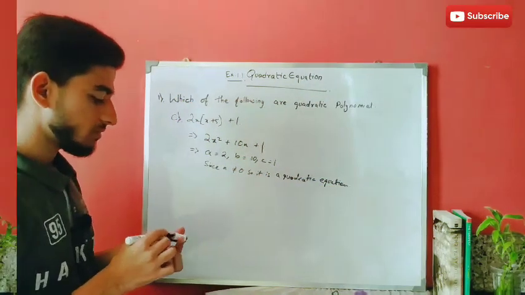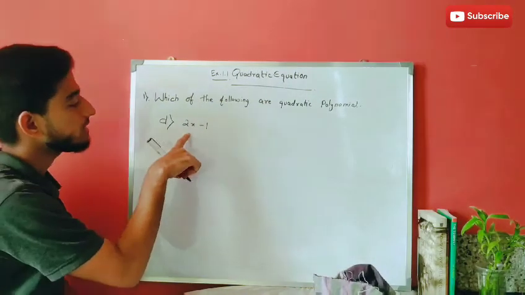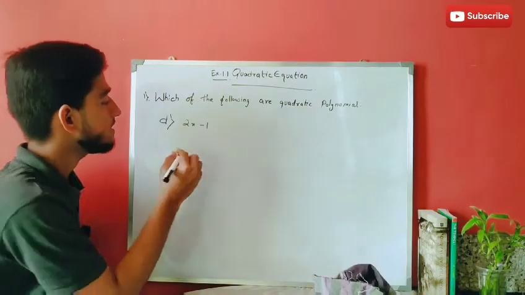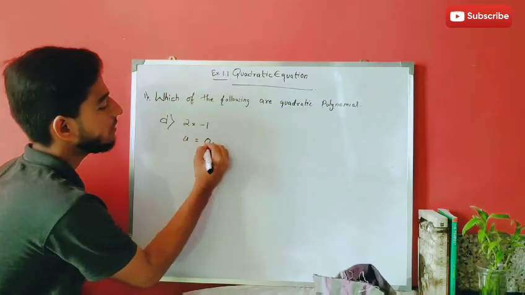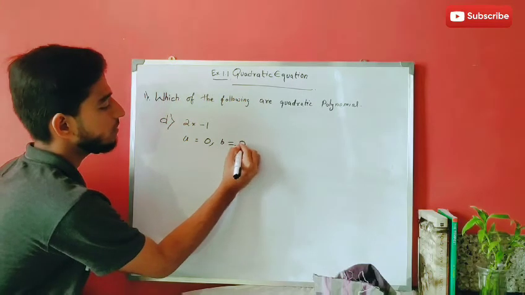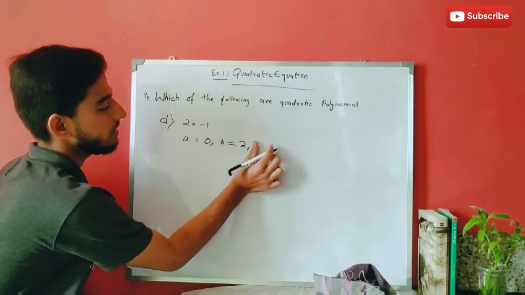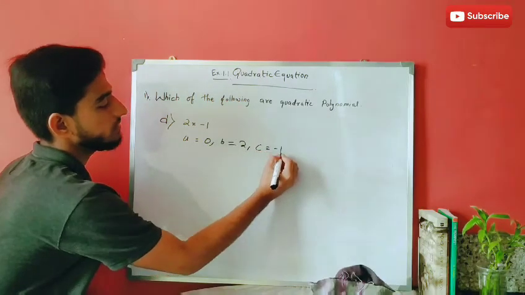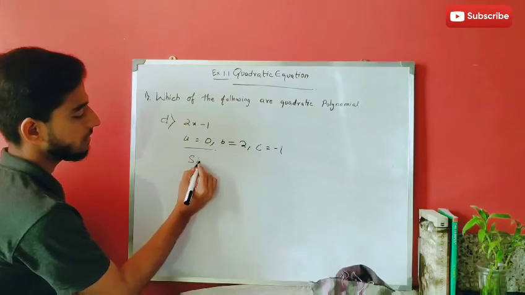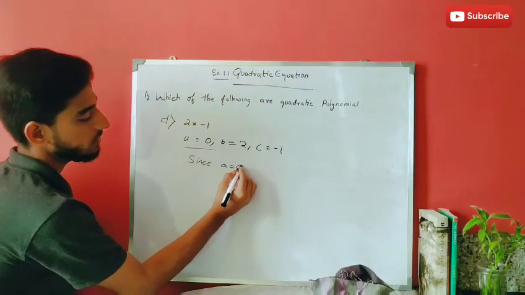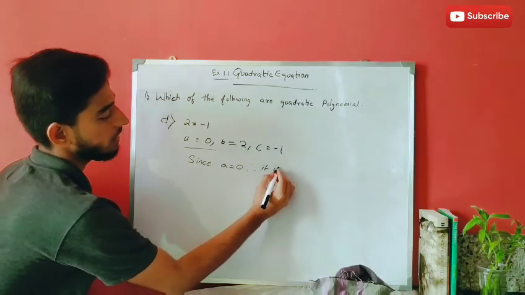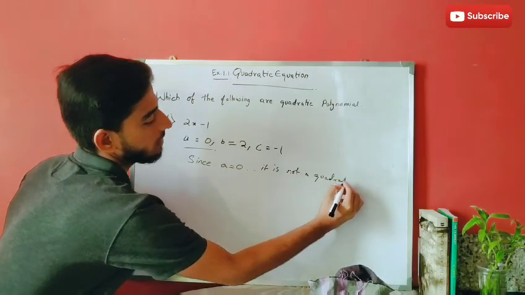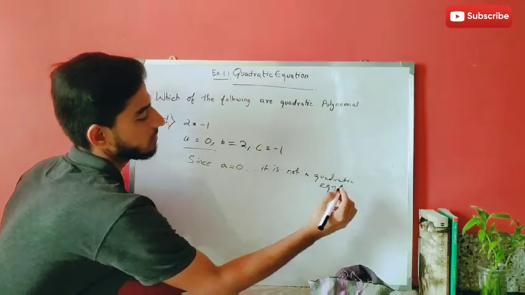So now come to number D. Our question is 2x minus 1. When we compare with ax square plus bx plus c, we see that a is equal to 0, b is equal to 2 and c is equal to minus 1. Since a is equal to 0, therefore it is not a quadratic equation. Understood?